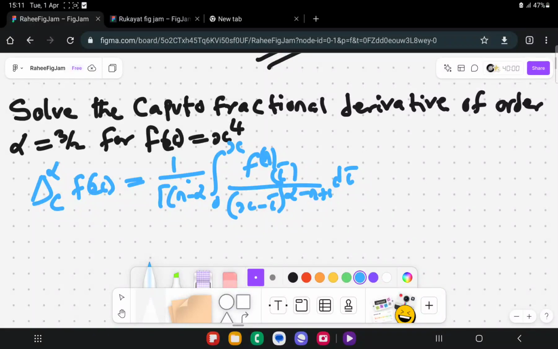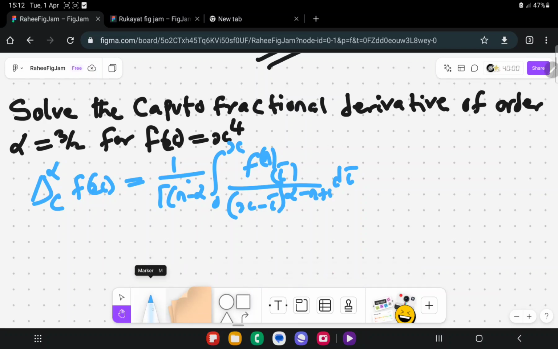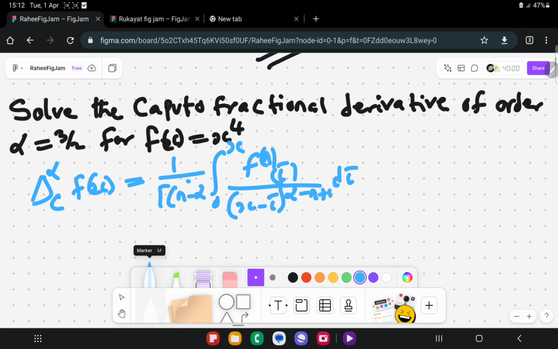Here we want to solve the Caputo fractional derivative of order alpha equal to 3 over 2 for f of x equal to x raised to power 4. In our previous video, we solved for the same problem, but it was f of x equal to x cubed. But in this case, we want to see how we can solve for f of x equal to x raised to power 4. So now let's look at this problem carefully and see how we can solve it.